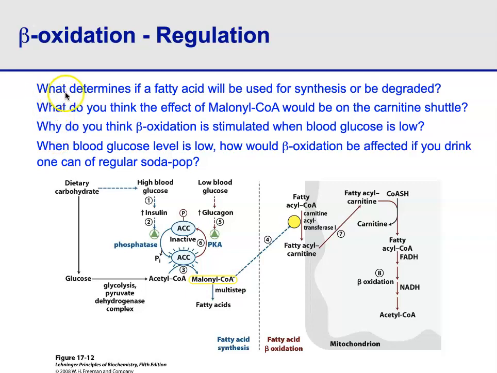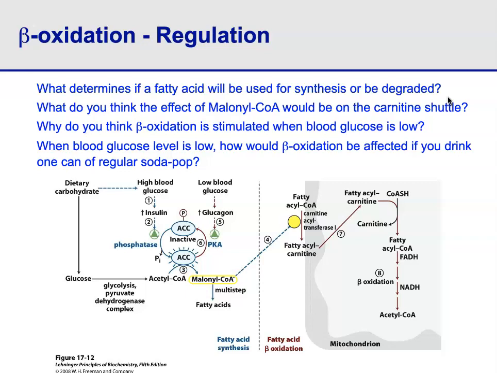All right, so what determines if a fatty acid will be used for synthesis or be degraded? Remember, when the fatty acid is in the cytosol, it can be used for biosynthetic purposes for membranes. And the membranes are constantly regenerated, so a lot of fat goes for membrane generation in general. Now, what would determine if that fat will go for synthetic purposes or for degradation? The answer is energy needs. Do we need energy or not?